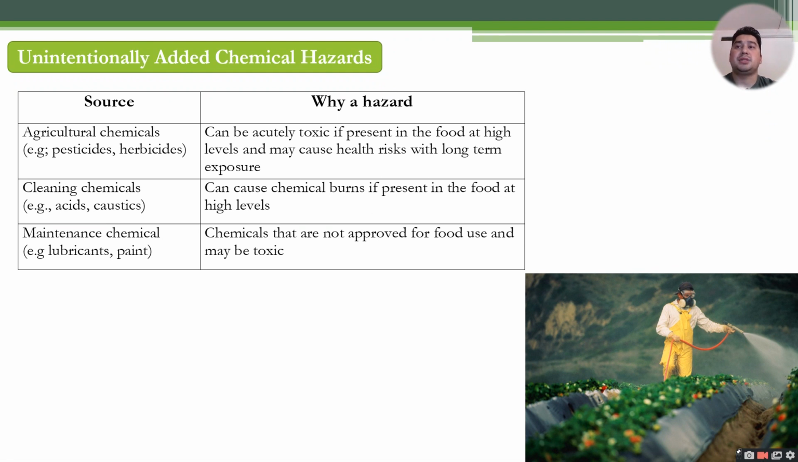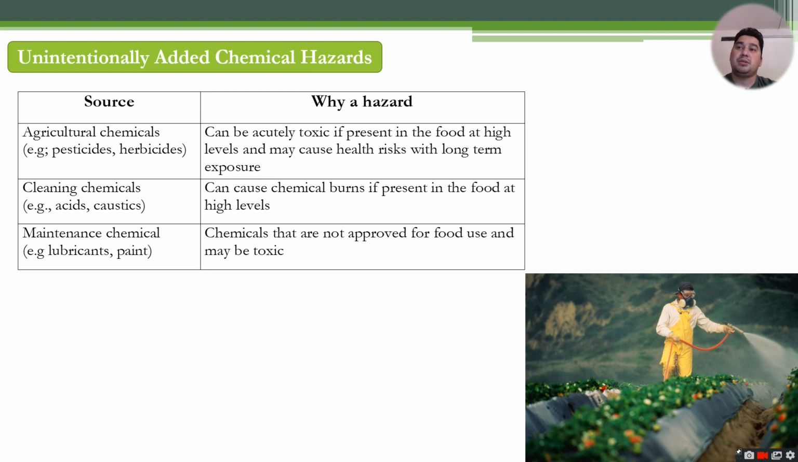Cleaning chemicals, acids, and caustics can cause chemical burns if present in the food at high levels. While people are cleaning some parts, the chemical can go onto the food items, so that can contaminate the food. And when you are sanitizing your food items, you may need to wash your vegetables or fruits again after the sanitization, but if you are not washing them again, you are serving that food item with the chemical. So when that chemical goes inside the body, it can cause burns.